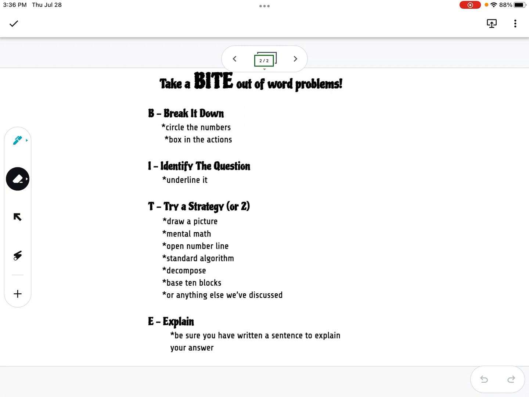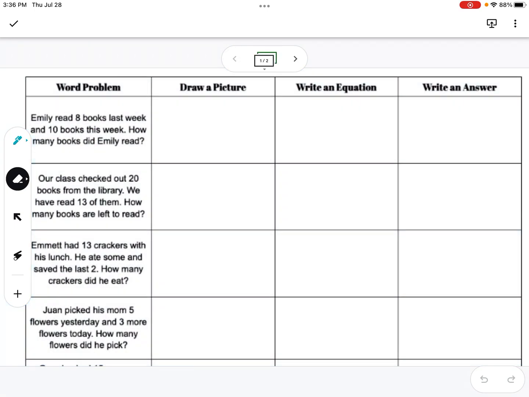And then E, explain, so make sure you've written a sentence to explain your answer, and this helps tie in with language when we are responding and answering in complete sentences. So looking at this worksheet, we have the word problem: Emily read 8 books last week and 10 books this week. How many books did Emily read?